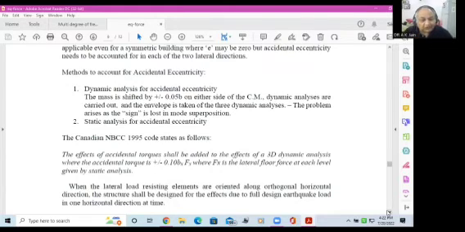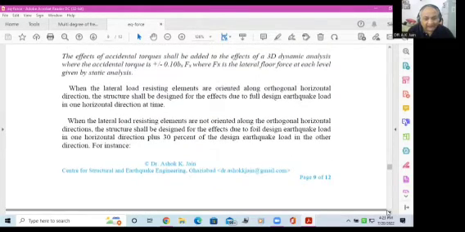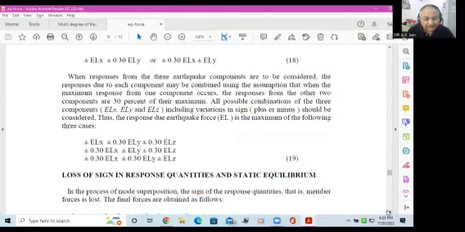There are two methods to account for the accidental eccentricity. One is the static method, which can be done by static analysis, which is very easy. The other is dynamic analysis, which is equally easy, provided there is no amplification factor on the first component, that is, the factor 1.5 is taken as 1. So the mass is shifted by plus or minus 0.05B on either side of the center of mass. Dynamic analyses are carried out, and the envelope of the three dynamic analyses is taken. The problem here is the loss of sign in the mode superposition. This I will take up later on.